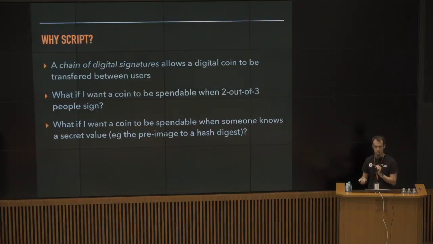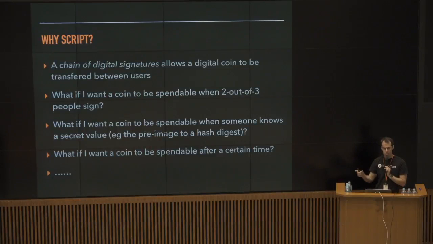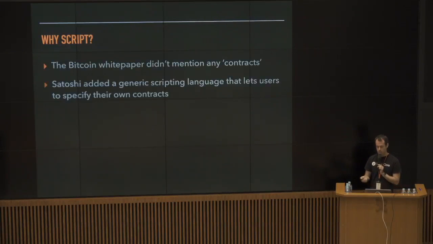What if I want my coin to be spendable when someone presents a secret or a secret value, for example, the pre-image to a hash digest? What if I want a coin to be spendable after a certain amount of time? What if, what if, what if? So instead of creating lots of different special transaction types, Satoshi added a generic scripting language. So users of Bitcoin could specify encumbrances or conditions for spending coins.